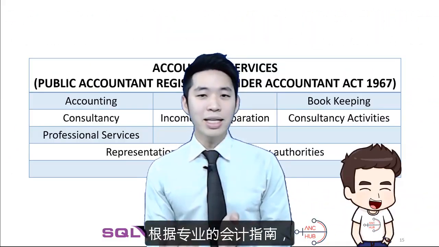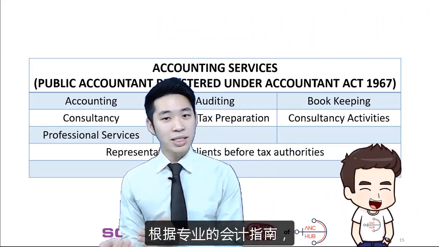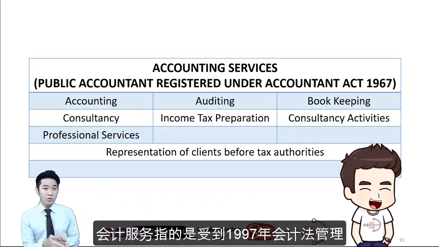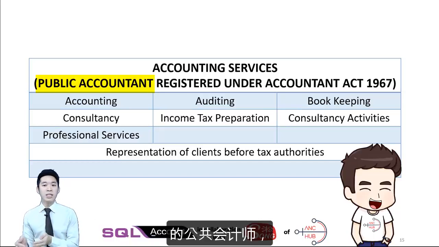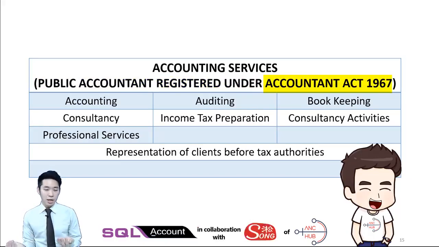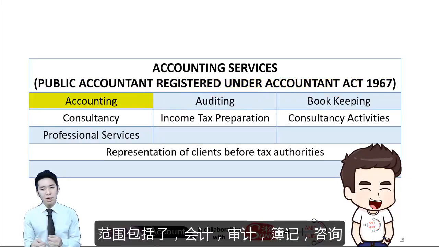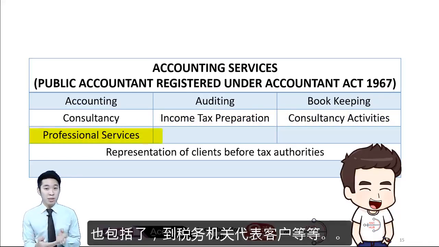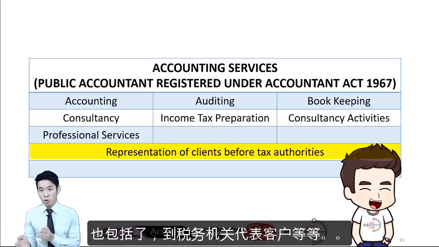So under the professional service guide, accounting services is defined as those that is registered under Public Accountant, registered under Accountant Act 1967. So the scope include accounting, auditing, bookkeeping, consultation, income tax preparation, consultancy activities, professional services, and also include representation of clients before the tax authorities.